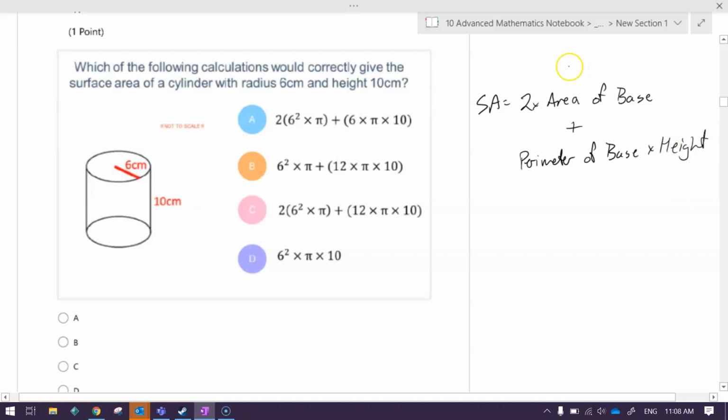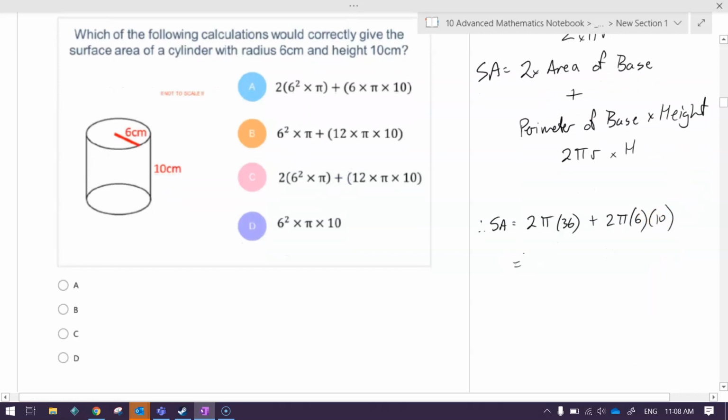So the area of a base, well, that's 2 pi r squared, isn't it? We know that a circle is pi r squared. The perimeter of the base, it's a circle, so it's 2 pi r multiplied by the height. Well, which of the rules is going to involve those things? R is going to be 6, so I'm going to have 2 times pi times 6 squared is 36, plus 2 times pi times 6, and the height was 10.